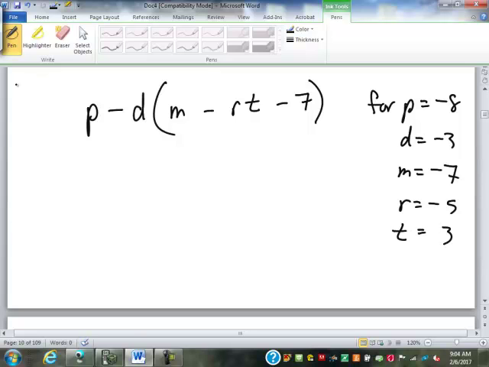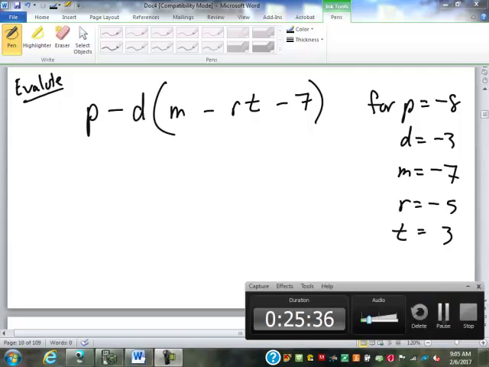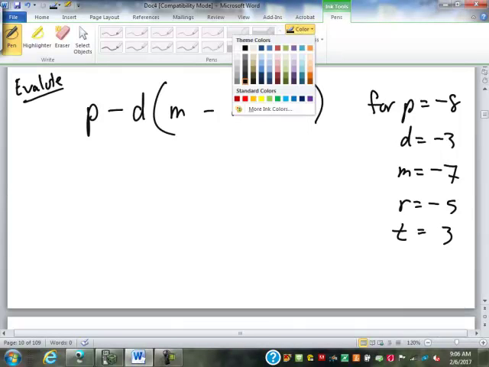Now if you guys try one in your notes. So evaluate P minus D times the M minus RT minus 7 for P equals -8, D equals -3, M equals -7, R equals -5, and T equals 3. I'll give you a few minutes to try that. Okay, where do we start?